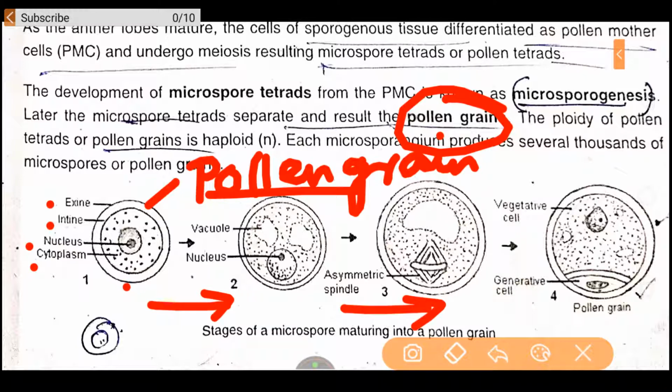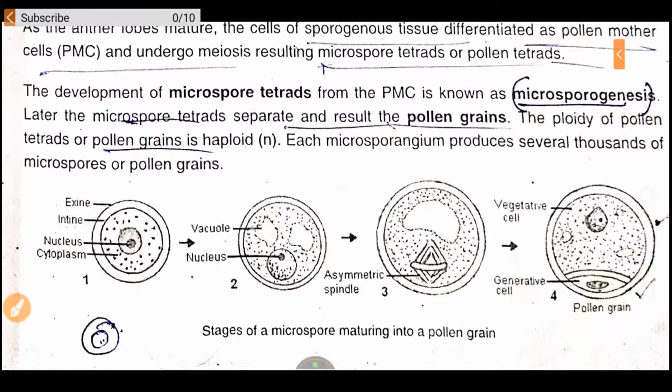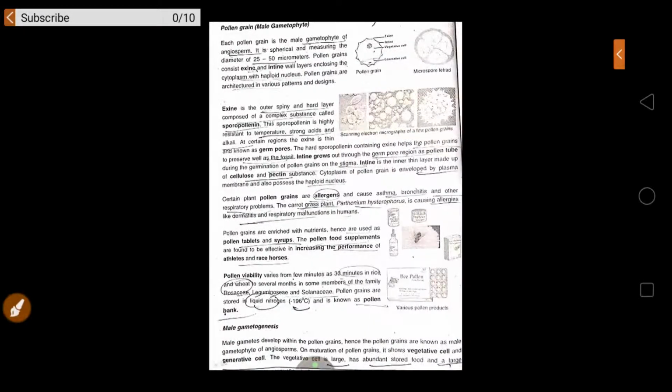Then it is dividing into two cells: the vegetative cell and the generative cell. The vegetative cell is very large. The generative cell is simply floating on this vegetative cell. You will understand this diagram on the next page.